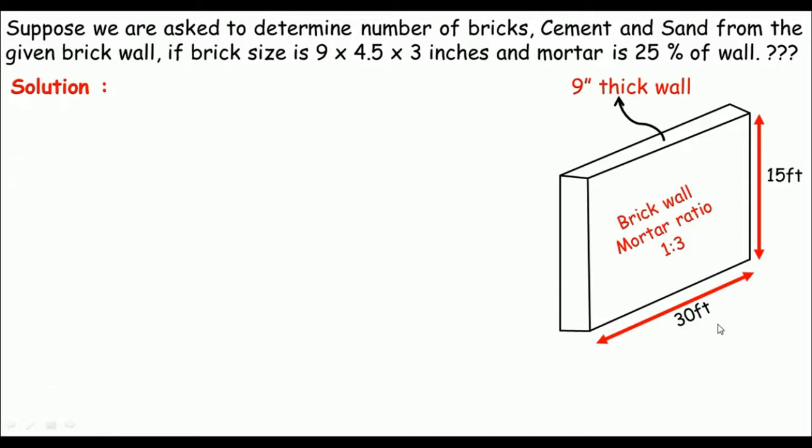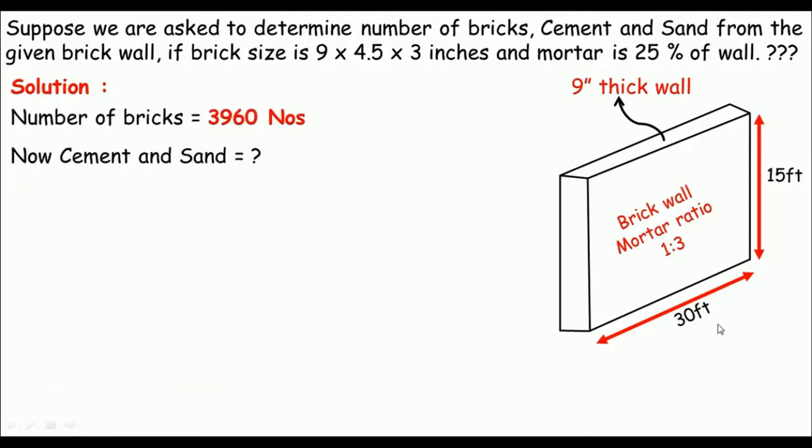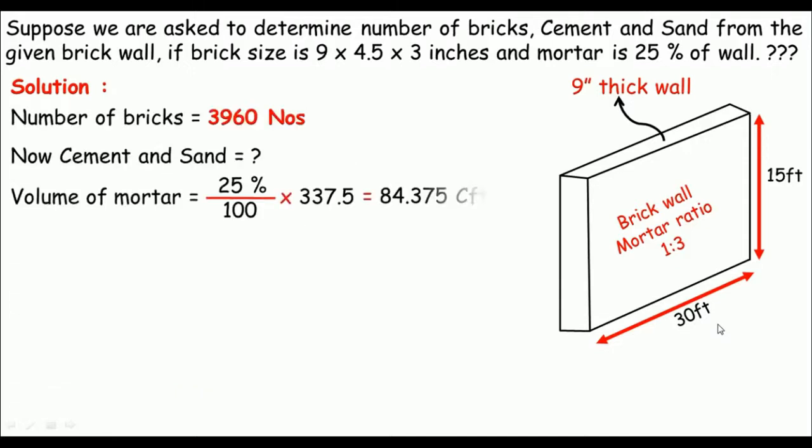Now the next step is to calculate cement and sand. Remember, a few minutes ago we have already calculated the volume of mortar. That was just 84.375 CFT. So from this volume we can get the cement and sand so easily. If you know the ratio and the summation of the ratio, just look into the ratio, that's 1:3. So its summation must be 4.